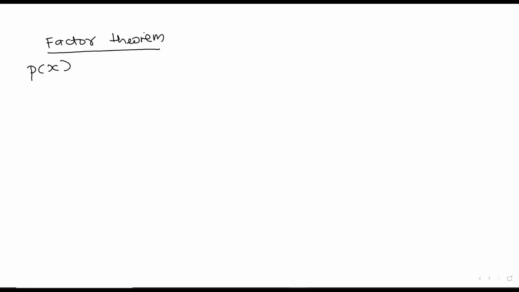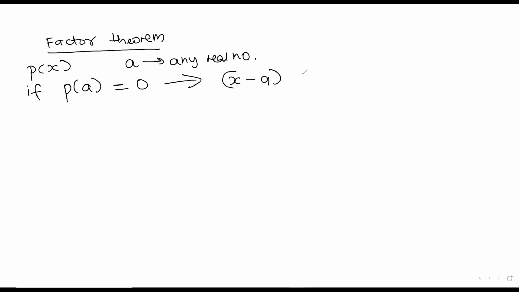So p of x is a polynomial, and a is any real number. It can be a fraction, it can be root 2, or it can be anything. Then, and this is the important part, if p of a is 0, then that means x minus a is a factor.